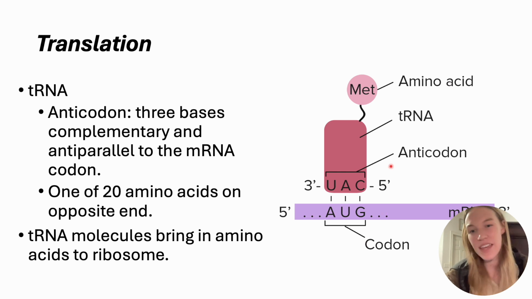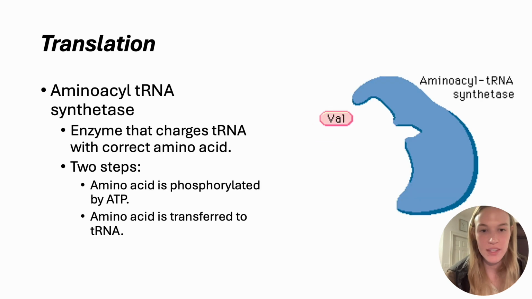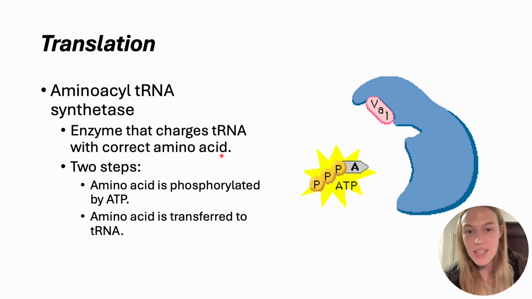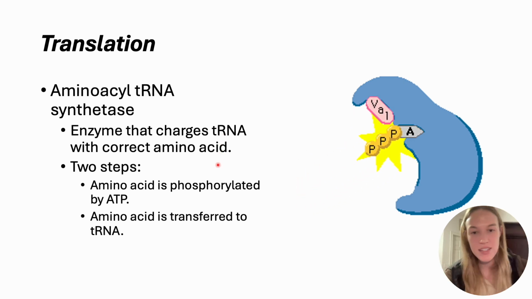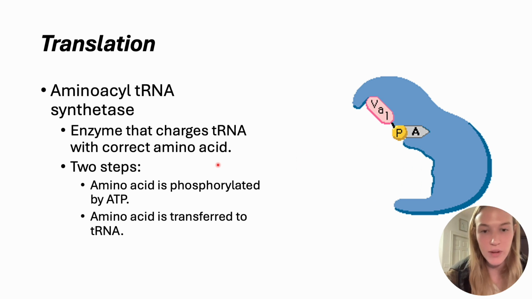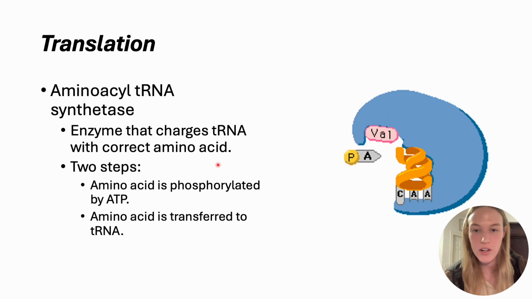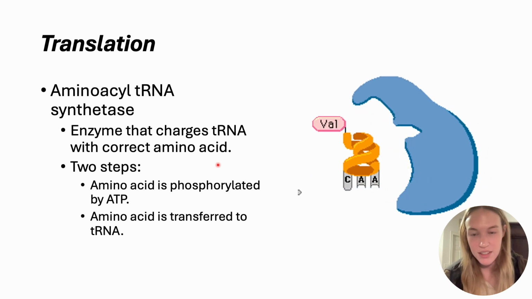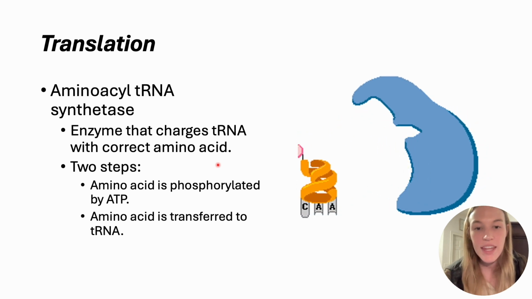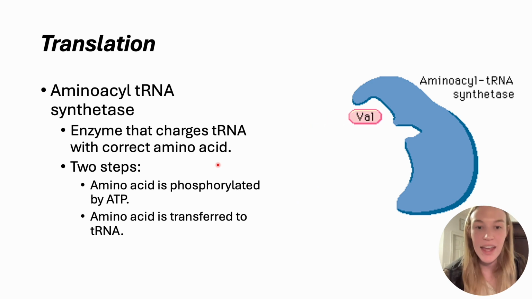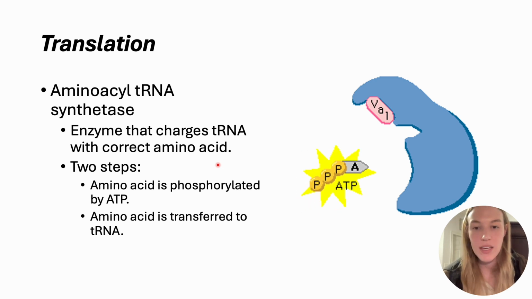But how does the actual amino acid get added to the tRNA? Well, in that case, we're going to rely on an enzyme. And that enzyme is called aminoacyl tRNA synthetase. So this is an enzyme that charges the tRNA with the correct amino acid. When I say charge, I don't mean that it is adding a positive or a negative charge. I really mean that it's loading the amino acid onto the tRNA. And it does it through 2 steps. It's going to phosphorylate an amino acid, and then it's going to transfer that to a tRNA.